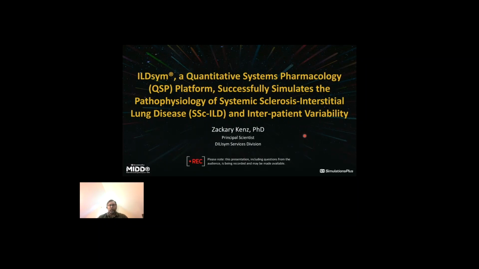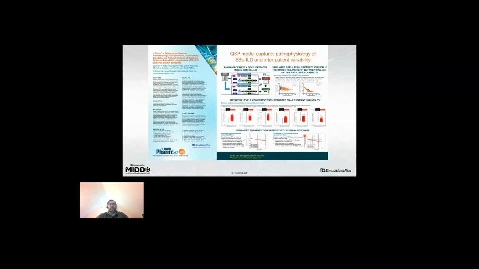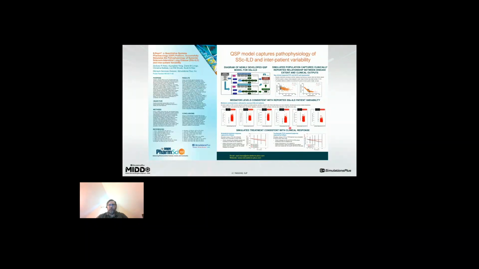So we'll go through a broad overview of that process, which is what the poster that we presented at PharmSci last year was designed to address. So we'll present that broad overview, methods, and then our validation in terms of patients, and also some simulated treatments in terms of standards of care. Don't try to take this all in. We're going to go through each of these stepwise and address each of these pieces.